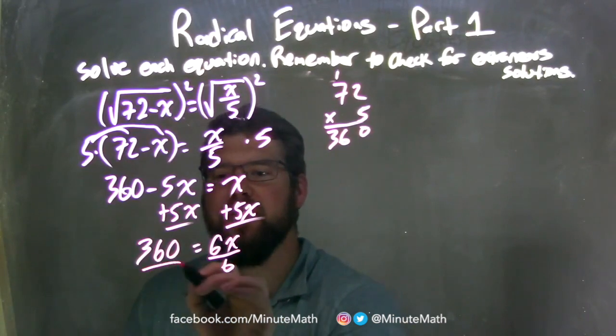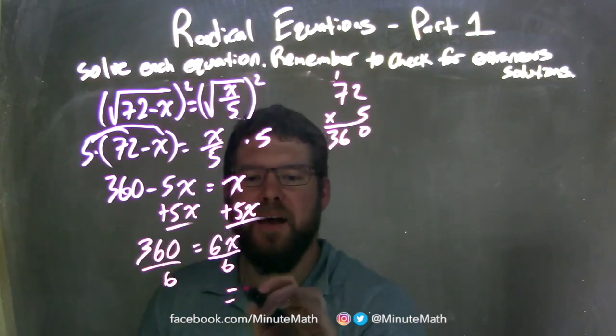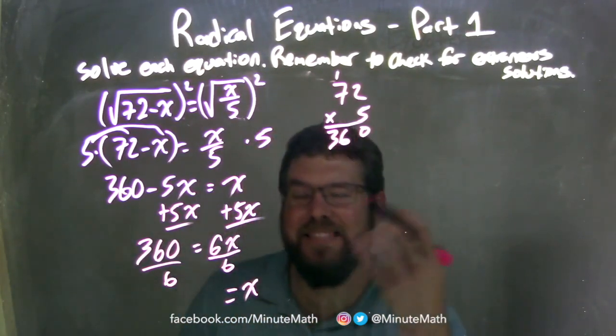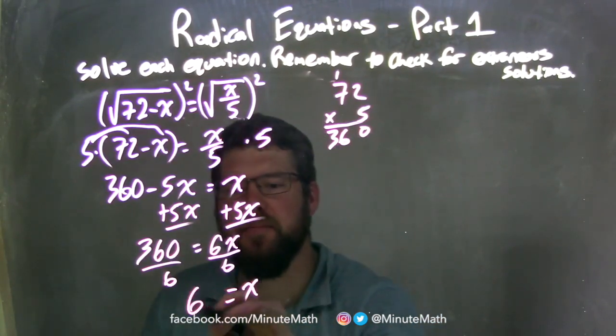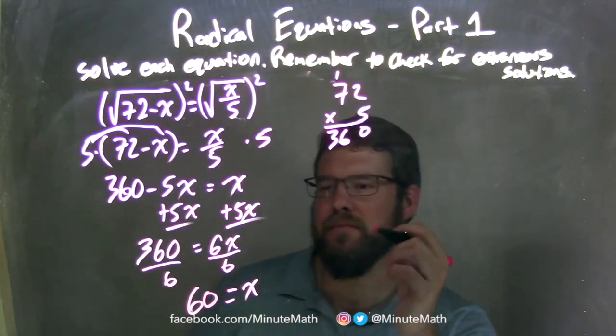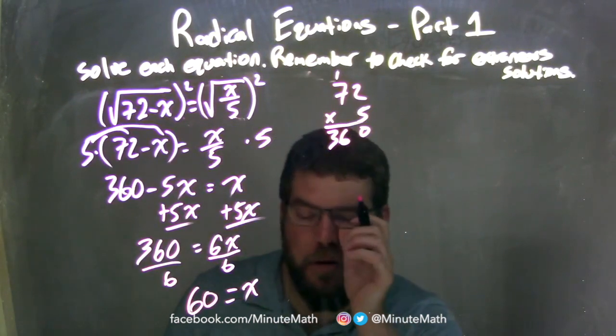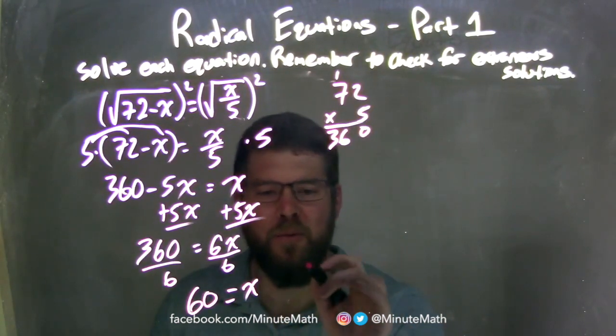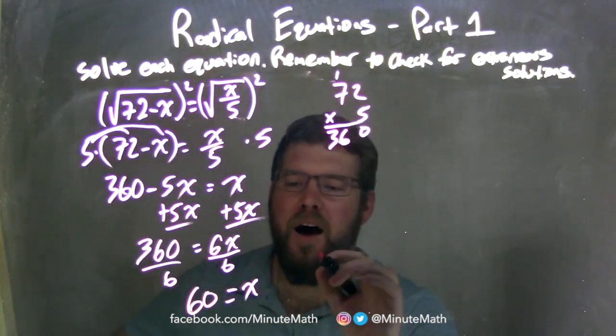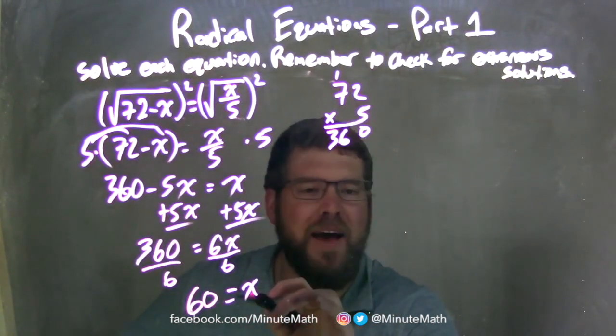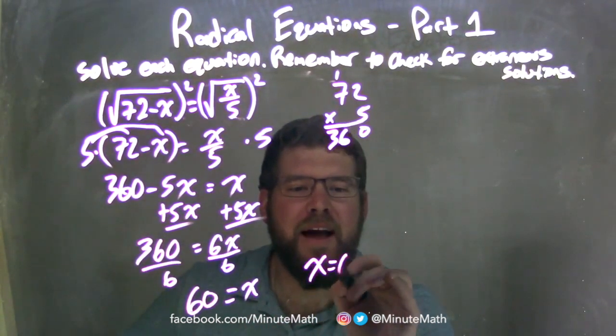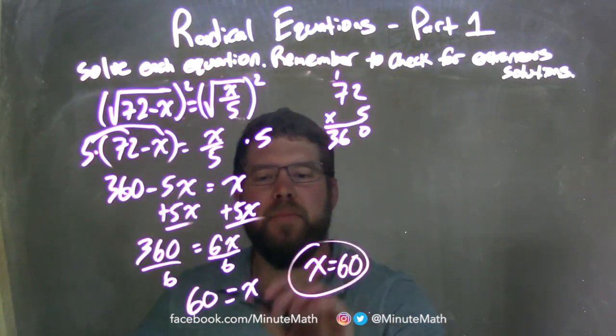Divide both sides by 6, okay? And 360 divided by 6 is really just 60. 6 goes into 36 six times. Hopefully you know that. If not, no worries. You can do long division. So we have 60 equals x here. Rewrite that nice and neat. X equals 60, x coming first.